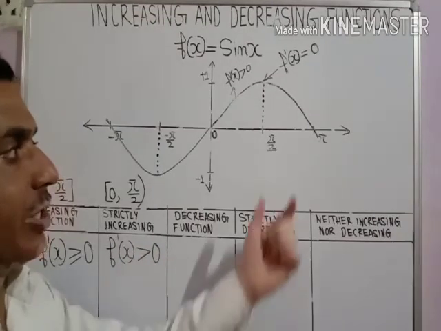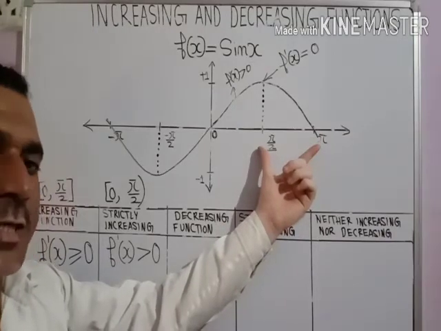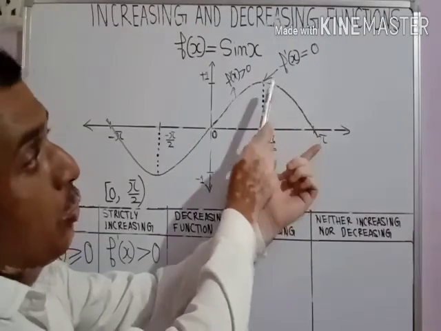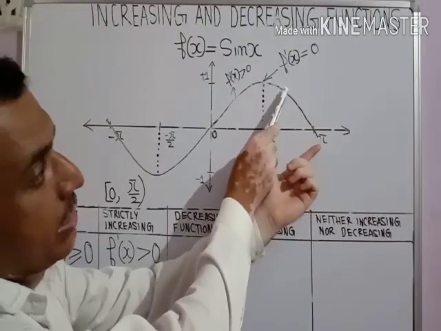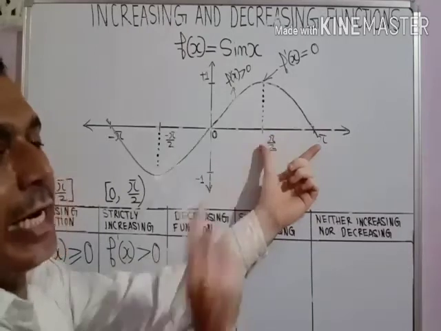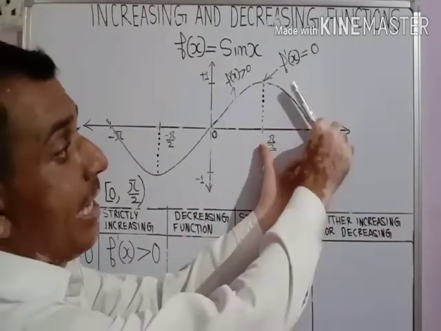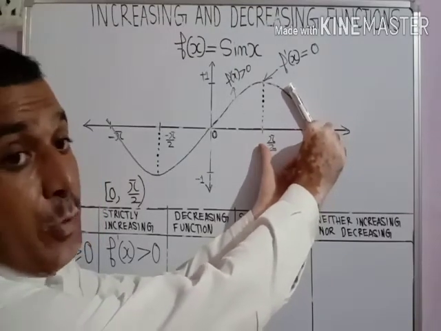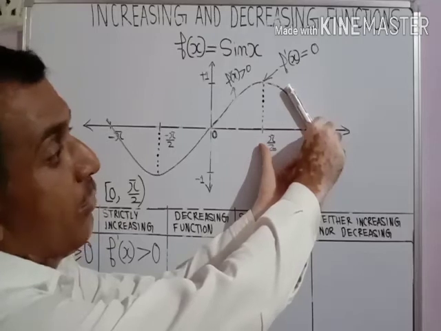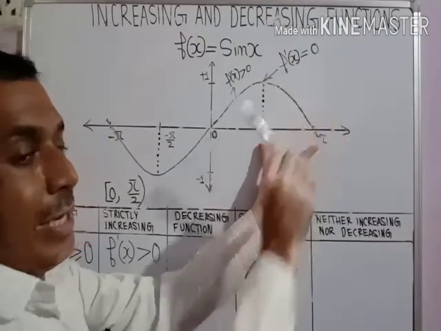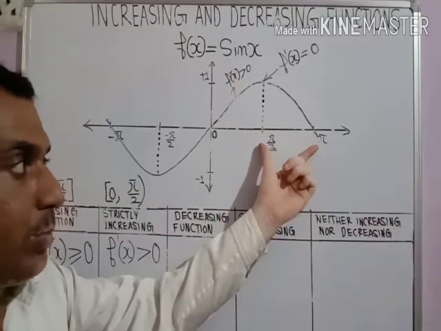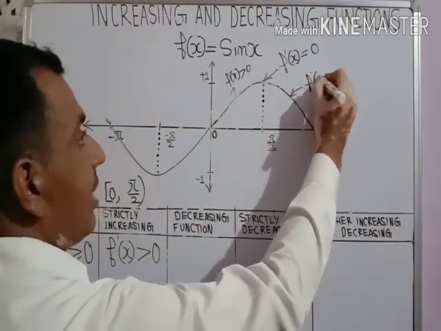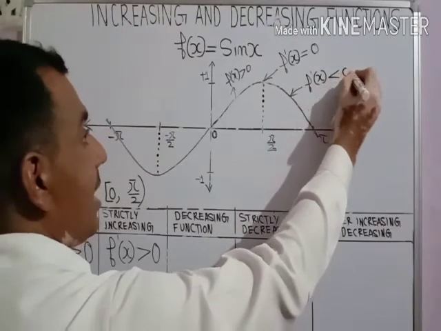Now you can take the interval pi by 2 to pi, where the function is decreasing. From pi by 2 to pi, the slope of the tangent at any point on this curve is always negative, because if we draw a tangent at any point on this curve from pi by 2 to pi, it makes an obtuse angle theta with the positive direction of the x-axis. It means it gives us a negative slope. Negative means less than 0.